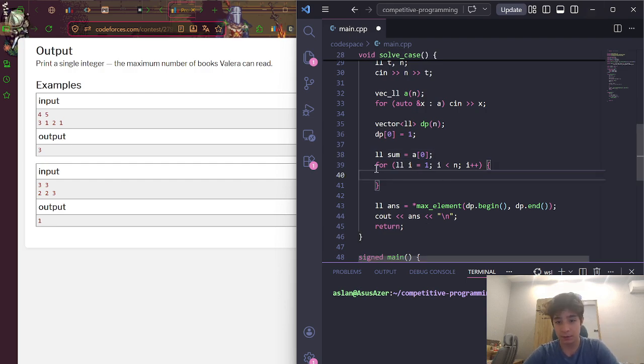So right there, for the little y. Yep. So if sum plus AE is less than or equal to t, let's also have some count variable. Do dpy equal to dpy minus 1 plus 1, like plus 1 book.